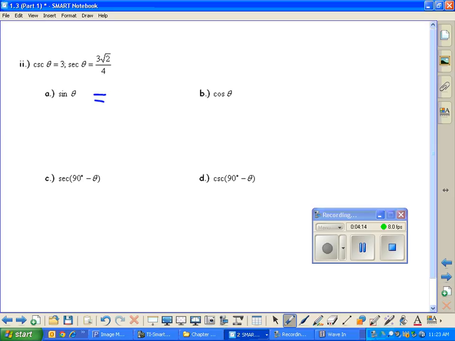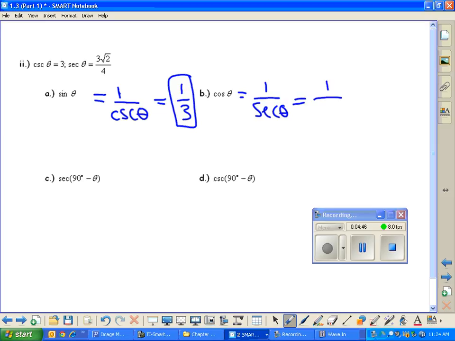1/3. And that's because sine of theta is the same thing as 1 over cosecant. That's our reciprocal identity. And they gave us that cosecant of theta is equal to 3. So we just plug in 1 over cosecant of theta, that's 1 over 3. Cosine, I think we had to use another reciprocal identity, 1 over secant of theta, right? That's what that's equal to, which is just 1 over 3 squared to 2 over 4.